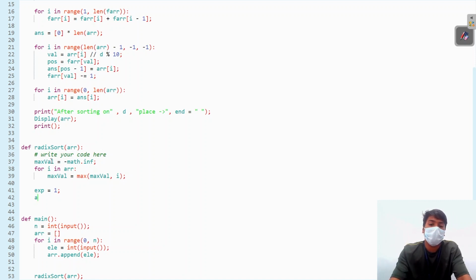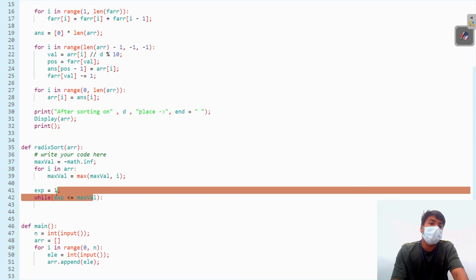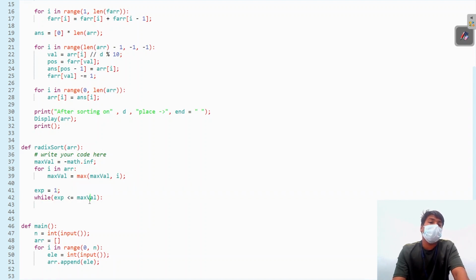So we have to work while this exp is less than or equals to that highest element, that means Maxwell. We have to do the work till then. We already have discussed about this condition. Now what we are going to do, we are going to count sort by passing it.